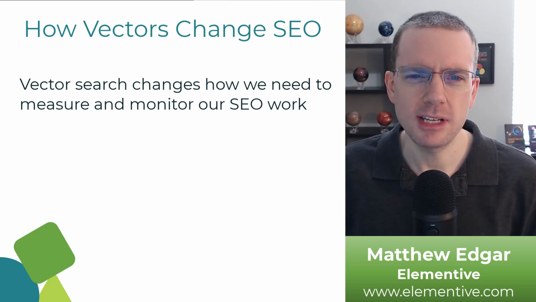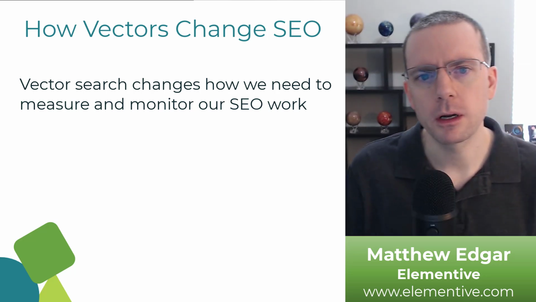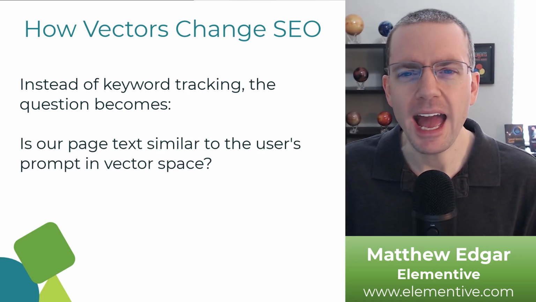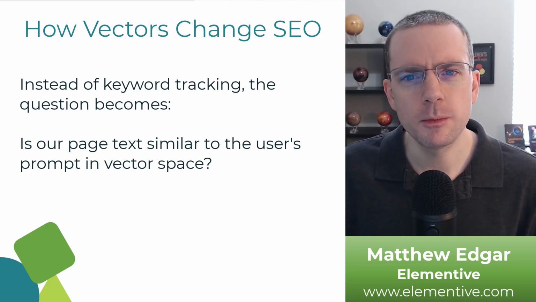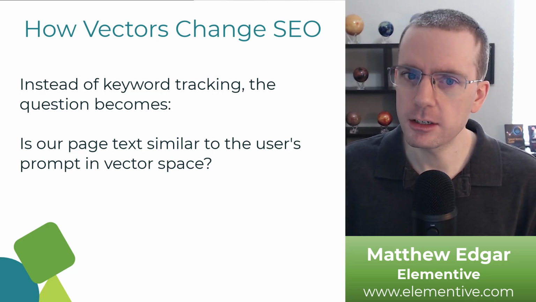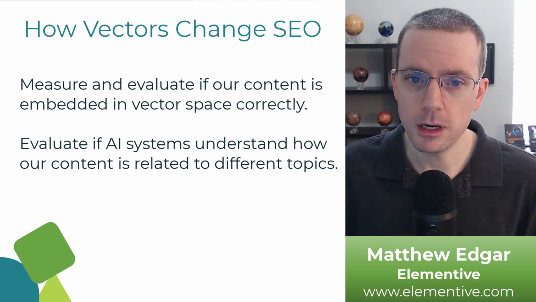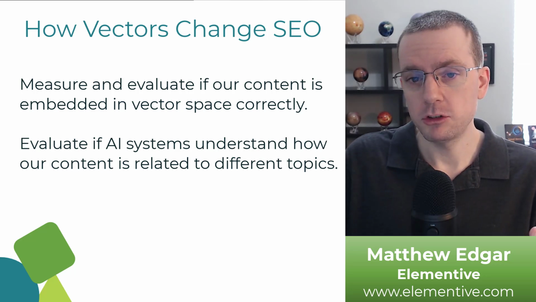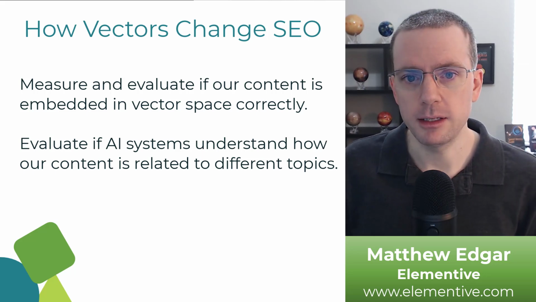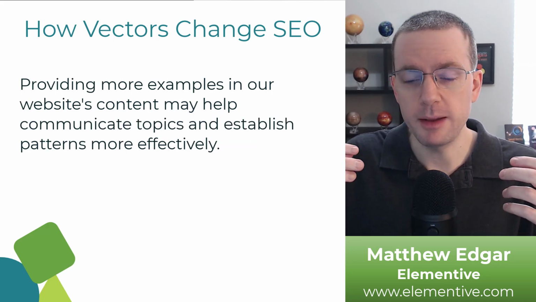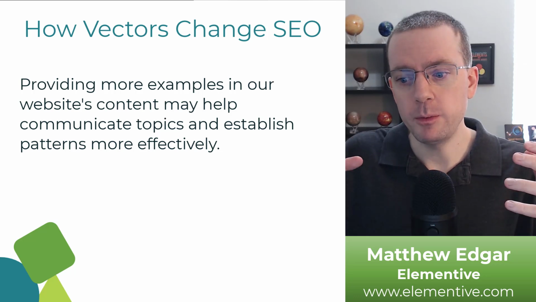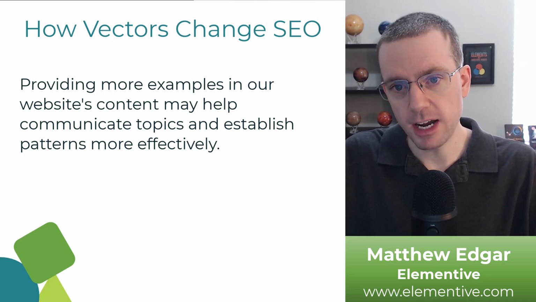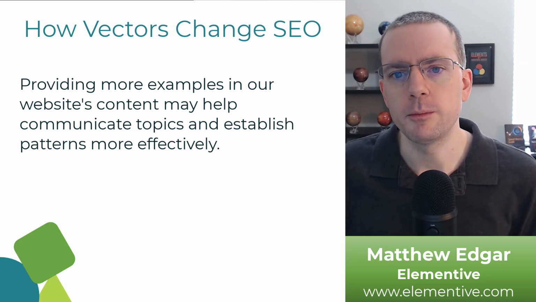Another takeaway is this changes how we need to monitor and evaluate our SEO work. We've always had to think about using the right keywords, but now it's about evaluating if how we use those keywords is similar to the prompts that people are typing in vector space. So we need to explore how our content is mapped in vector space and if that is mapped correctly. This might require changing up our content to make sure it is mapped correctly. Maybe we need more examples in the content. Maybe we need to provide more context within our content. Maybe we need to write our content a little bit differently to make sure that it's mapped correctly in vector space and it's going to appear similar to relevant prompts.